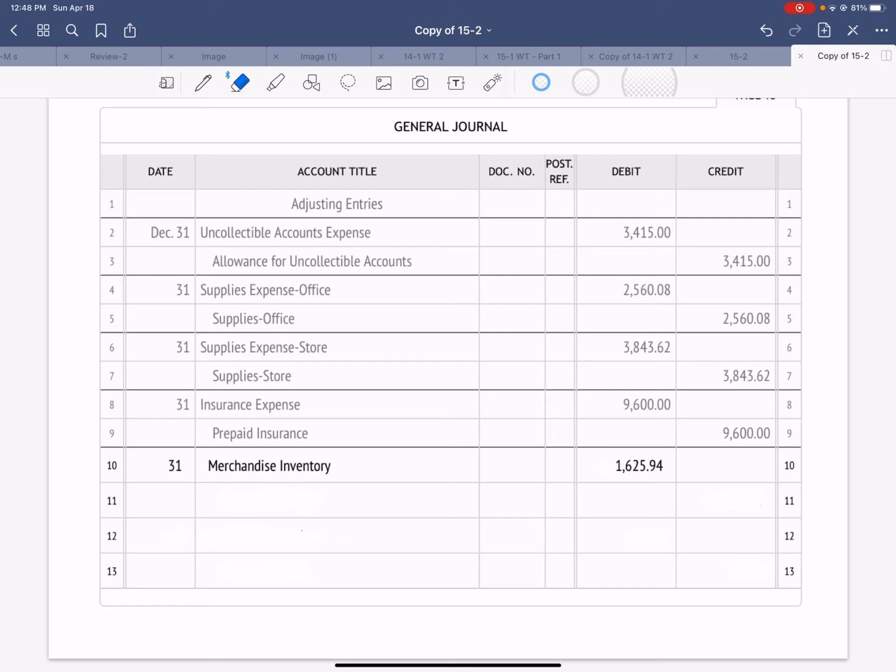Remember, merchandise inventory does not have an expense account, so we use the temporary account income summary for the credit part of this entry. So again, once we post our merchandise inventory, our inventory value will be brought up to date.